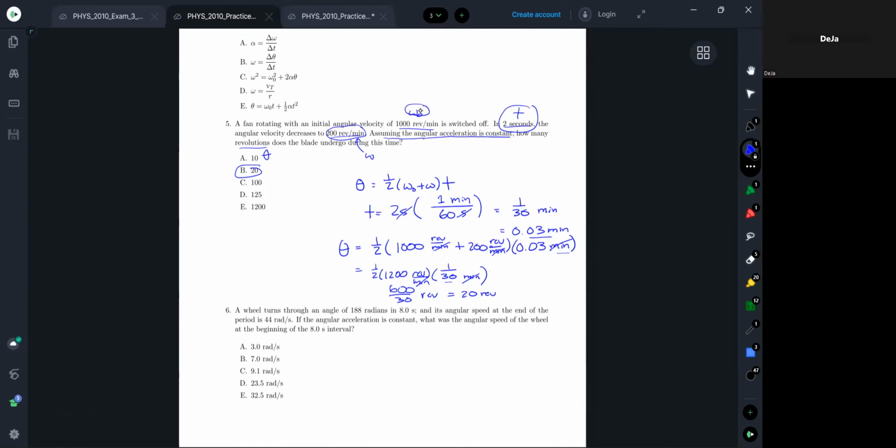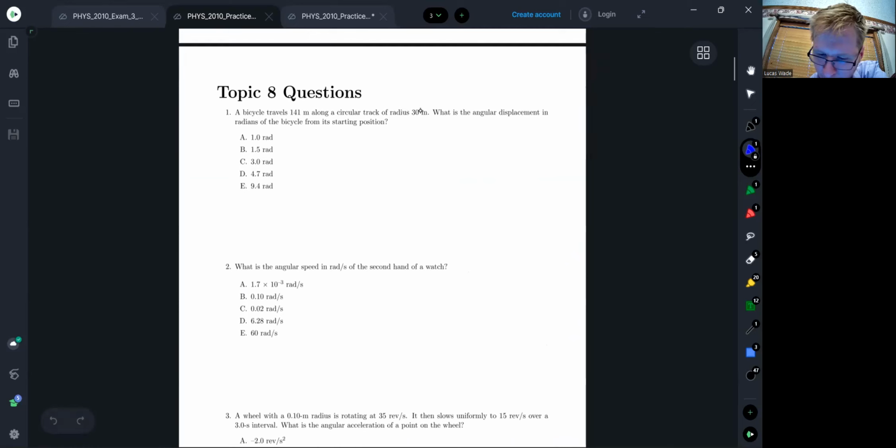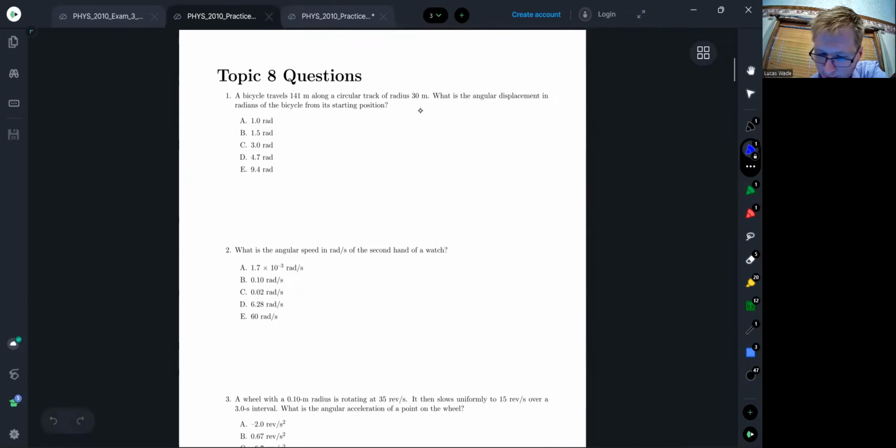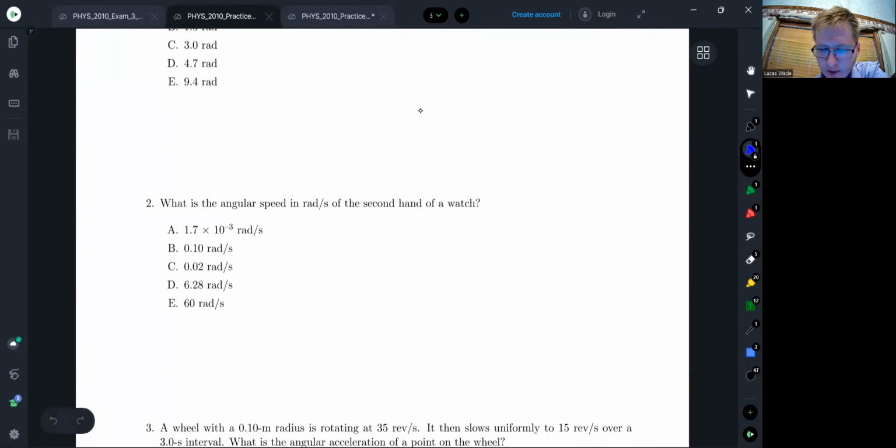Another question that had me a little confused is question 2. What is the angular speed in radians per second of the second hand of a watch? Okay, so angular speed is, at least on average, the angular displacement over the time it takes. But if the angular speed is constant, that's also what the instantaneous angular speed is. That's how fast it's going at any given moment.